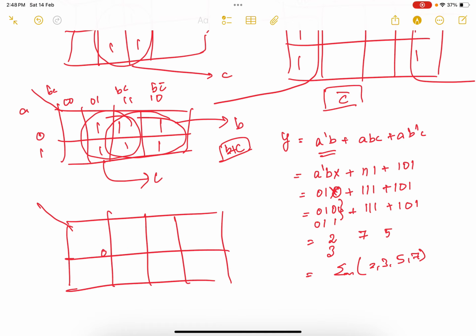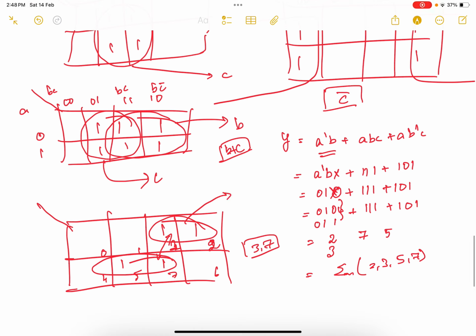So this table is 0, 1, 3, 2, 4, 5, 7, 6, and I have 1s in the places of 2, 3, 5, 7. So here this is one pair, this is one pair. Ensure that you do not combine your third and seventh cell. These two cells you cannot combine. If you combine like that, it will form a redundant pair. So always combine this way.